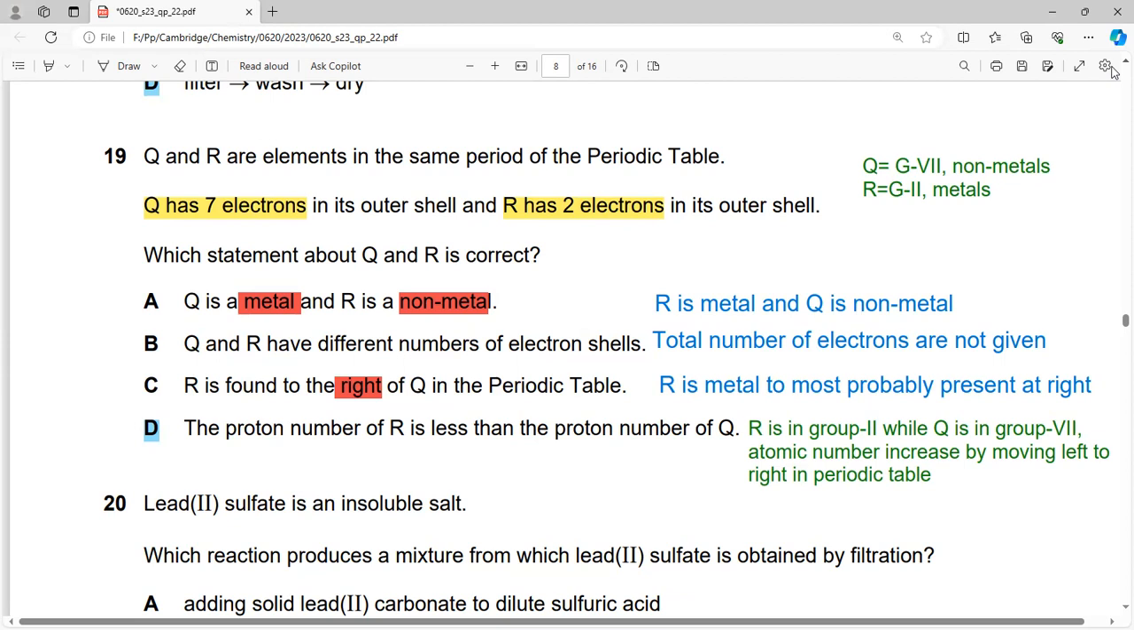Now, Q and R have a different number of electrons here. This information, I mean the number of protons or electrons, is not given there. Their outermost shell is given there. So that's why it is a wrong statement.